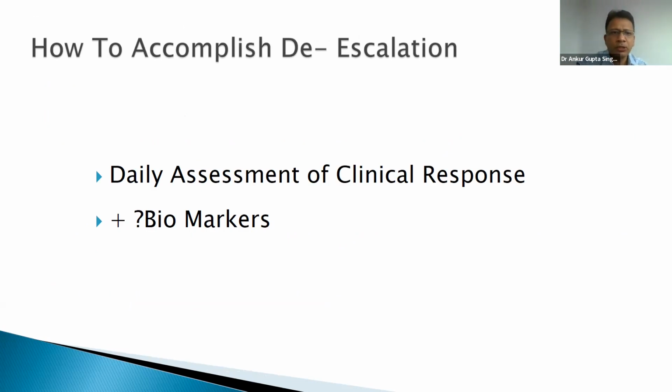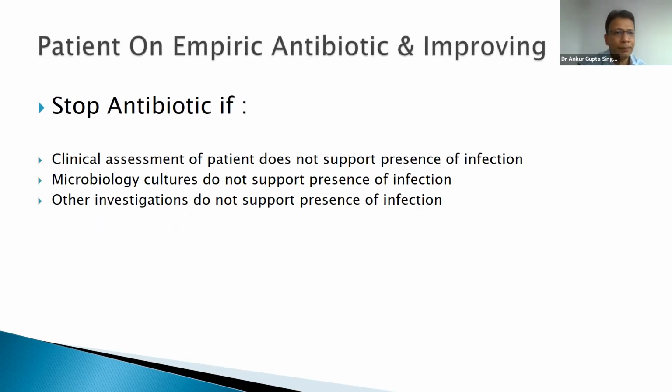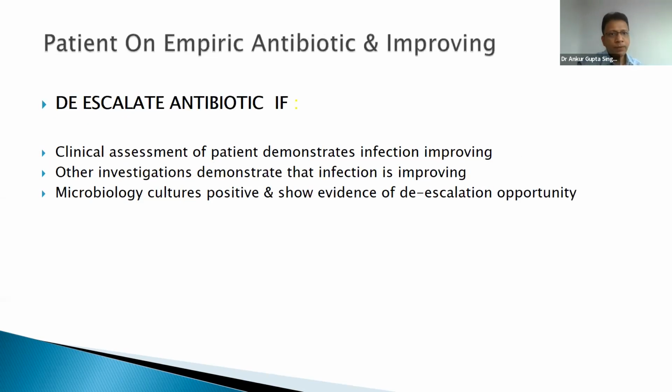Sometimes in patients, fever is not a great marker. Then we have to look at the other biomarkers, CRP, routine or serial procalcitonin and other biomarkers to see if the infection is abating. Patient on empirical antibiotic and improving, stop antibiotic if the clinical assessment of patient does not support presence of infection. Microbiology cultures do not support presence of infection, and other investigations do not support presence of infection. So please always look for other causes of fever or other causes of SIRS, systemic inflammatory response syndrome. Every time, infection may not be the cause.